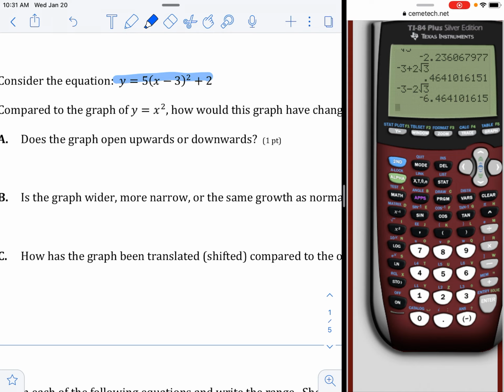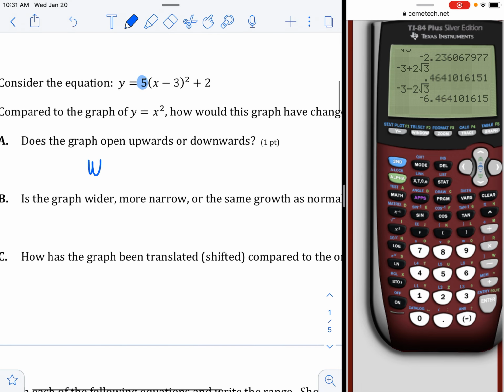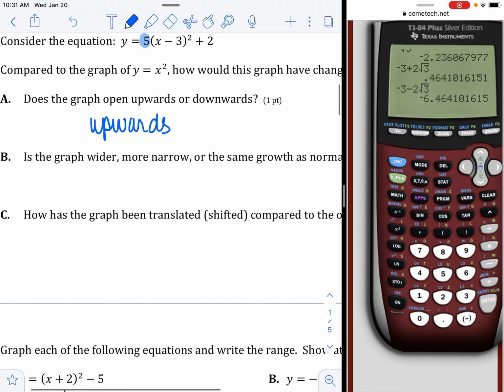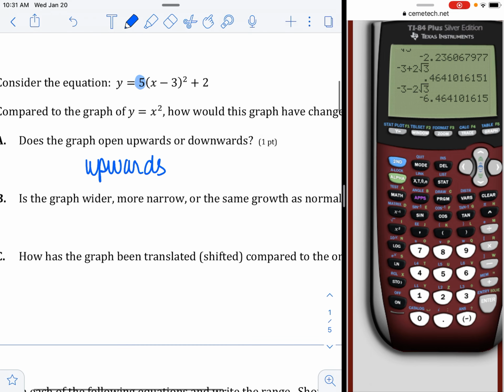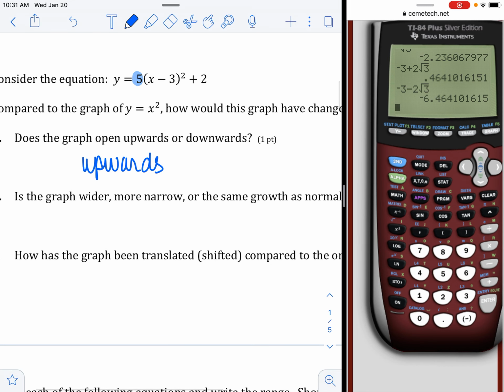Okay, so question first is, does the graph open upward or downward? So to decide that, you're going to look at your a value, which is in front, and see if it's positive or negative. Since it's positive, it's opening upwards. Next, B, is the graph wider, narrower, or the same? So you're going to look at that same 5 right there. If you think bigger means wider, you are wrong. Bigger means narrower. Smaller means wider. Okay? So since the number is bigger than 1, it is narrower.